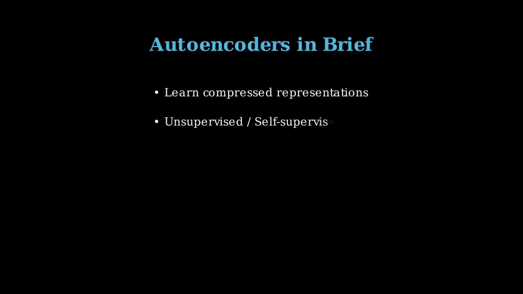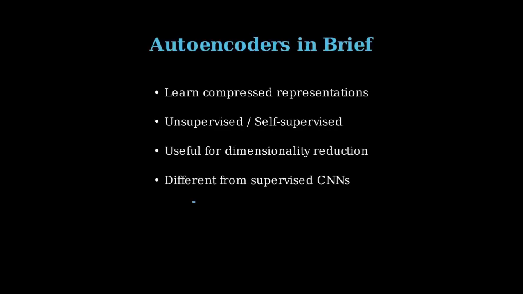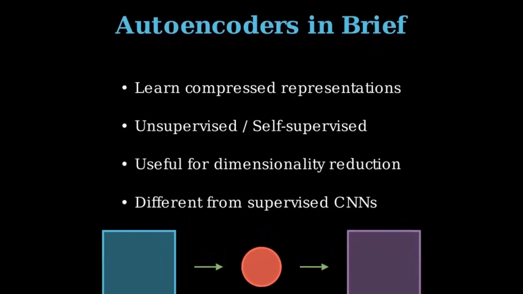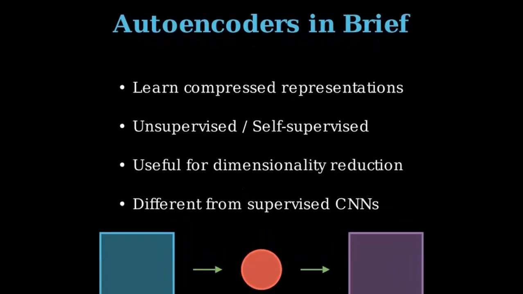The key difference is that autoencoders learn powerful data representations without relying on human-provided labels, making them ideal for pre-training models. To summarize the core concepts of the autoencoder, it learns compressed representations, operates in an unsupervised manner, is highly useful for dimensionality reduction, and serves a distinct purpose from supervised CNNs.